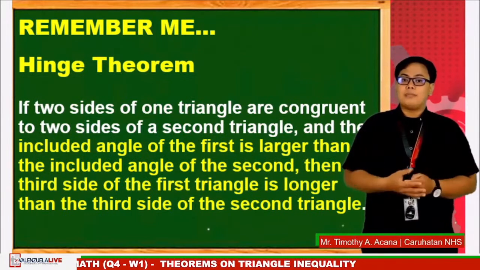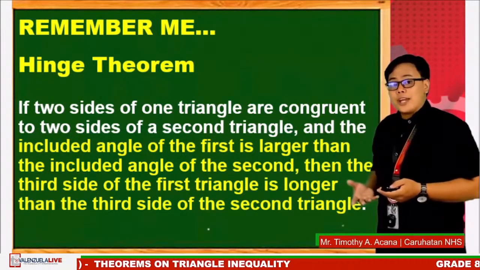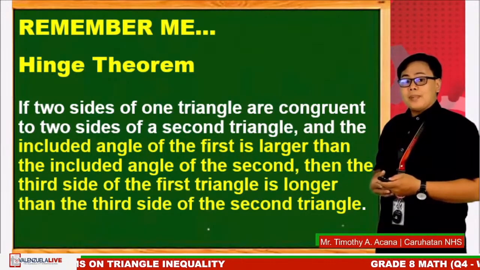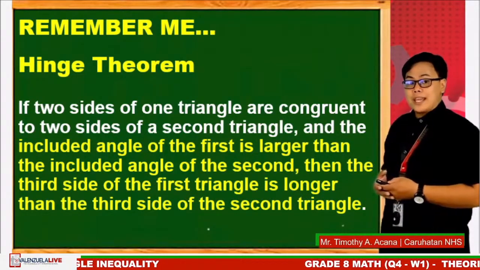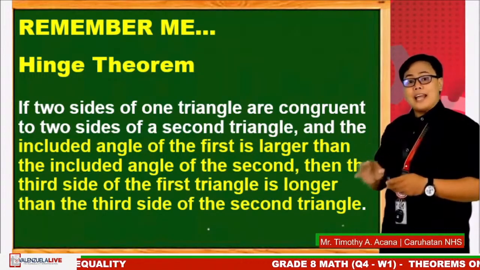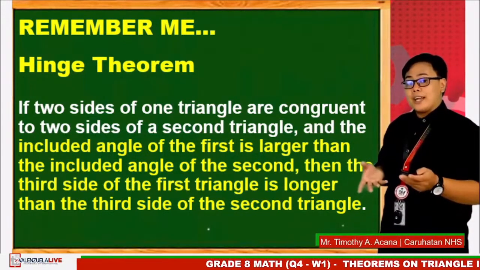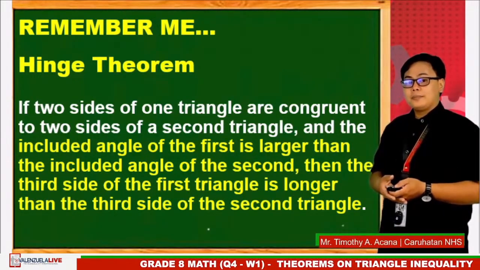And lastly, we have the hinge theorem, wherein if two sides of one triangle are congruent to two sides of a second triangle, and the included angle of the first is larger than the included angle of the second, then the third side of the first triangle is longer than the third side of the second triangle.